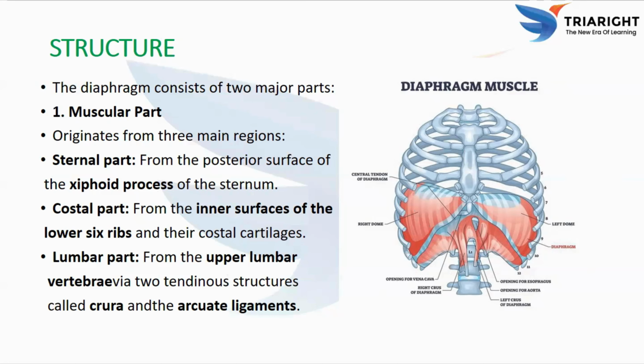Next, coming to the lumbar part, it forms the back portion. So in the muscular part, the sternal part is the front portion, the lumbar part is the back portion, and the costal part is the largest portion. The lumbar part originates from the upper lumbar vertebrae, L1 to L3, through two tendinous structures called crura.